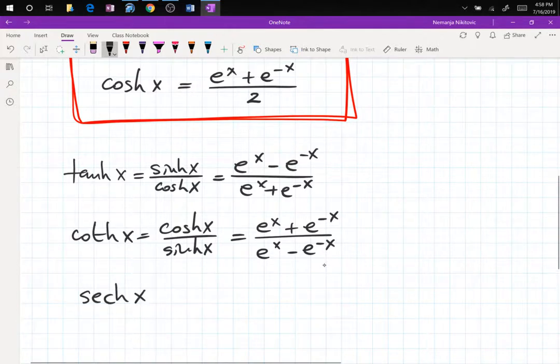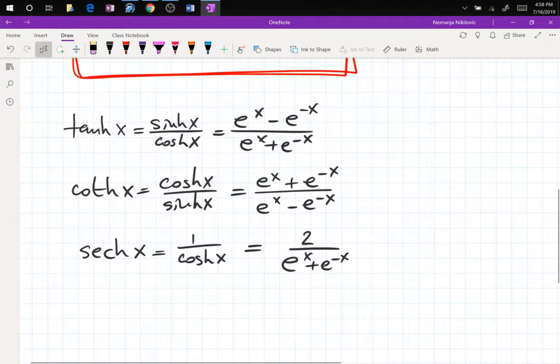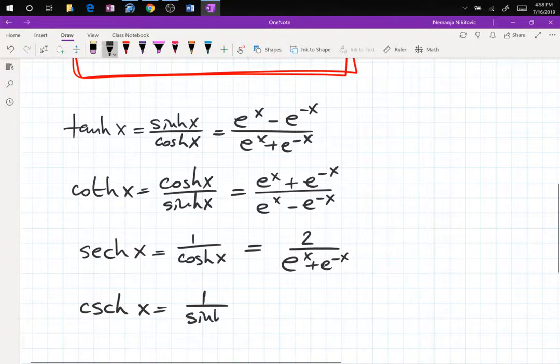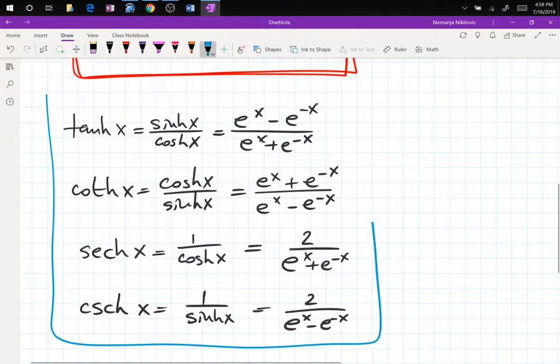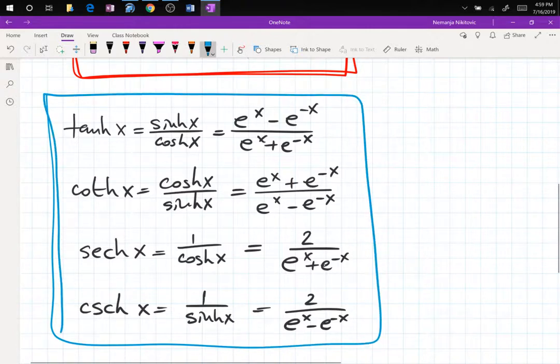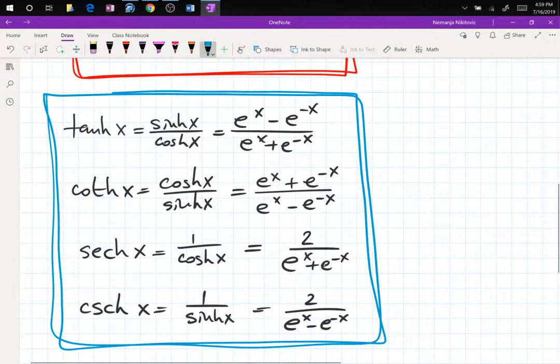Secant hyperbolic x is 1 over cosine hyperbolic x, so that's going to be 2 over e to the x plus e to the minus x. And finally, cosecant hyperbolic x is 1 over sine hyperbolic x, which is 2 over e to the x minus e to the minus x. Now I'm going to box these ones as well, but they are of lesser importance than the top two because we use the top two to derive everything else.